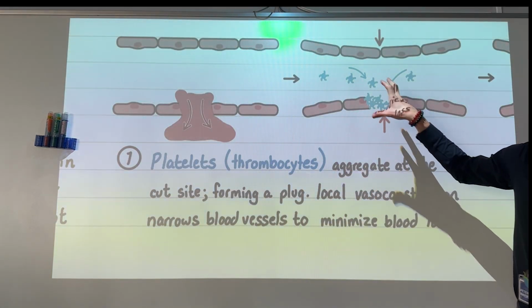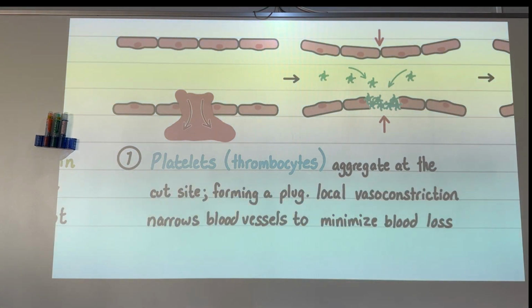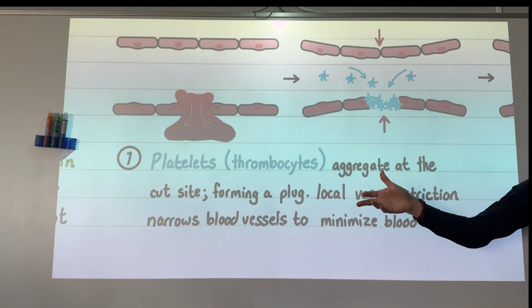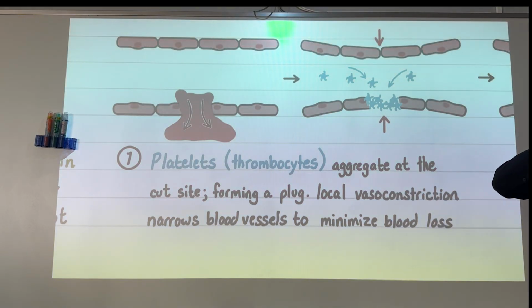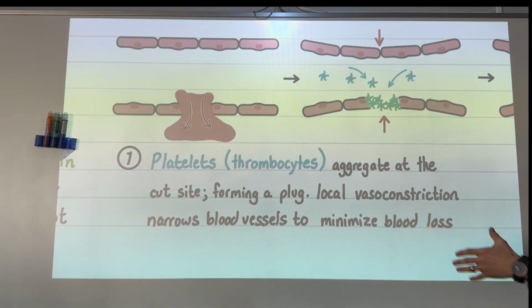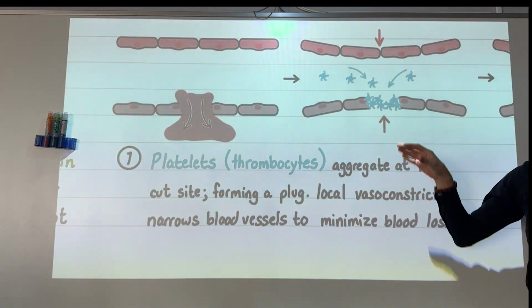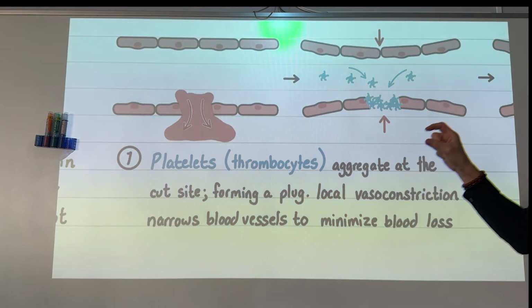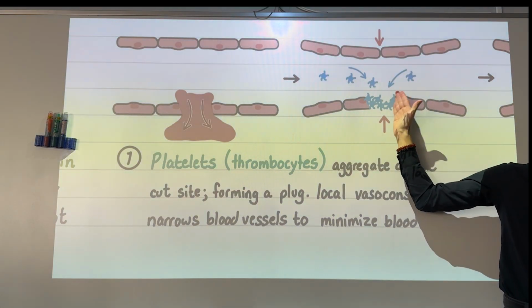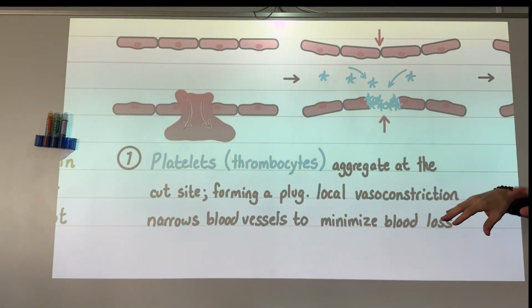So these platelets are already in your plasma. They are naturally dispersed in your plasma. So they're all over the place. When a cut happens, they're going to start to effectively aggregate at the cut site, and they're going to form a local plug. This is not enough to fully stop the bleeding, but they're almost like the first things that are going to be there.